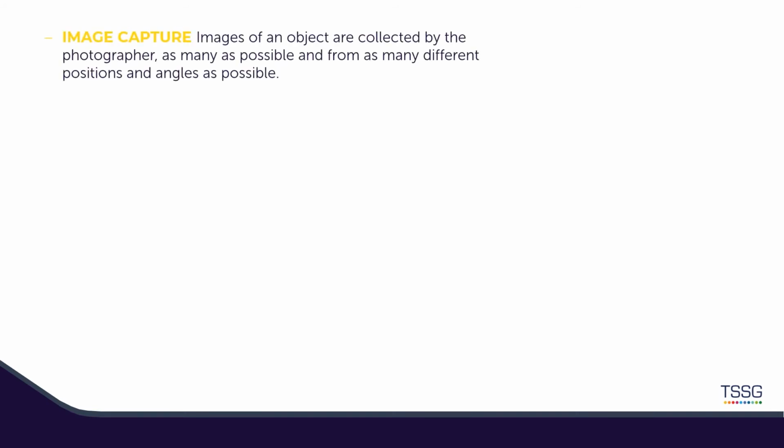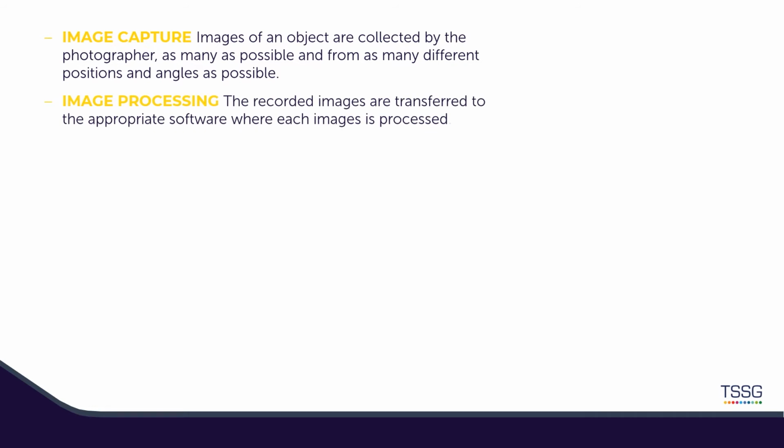And in this slide, you can see the process that needs to be gone through to finally make its way into an application. So the first step would be image capture. That means you capture as many images as you can of the object you want to turn into geometry. The more photographs, the better. And the second step would be image processing. So all the recorded images are transferred into the appropriate software, and each image is processed and stitched together.